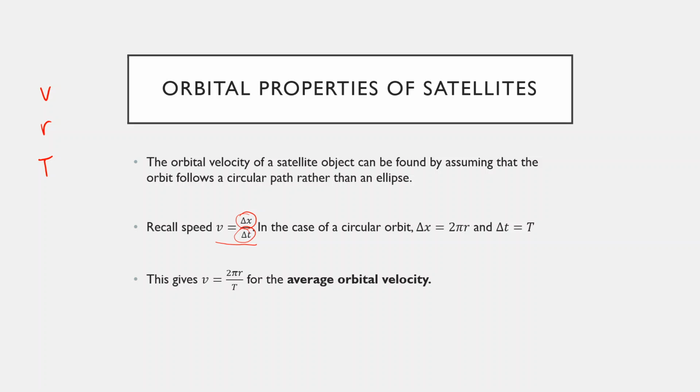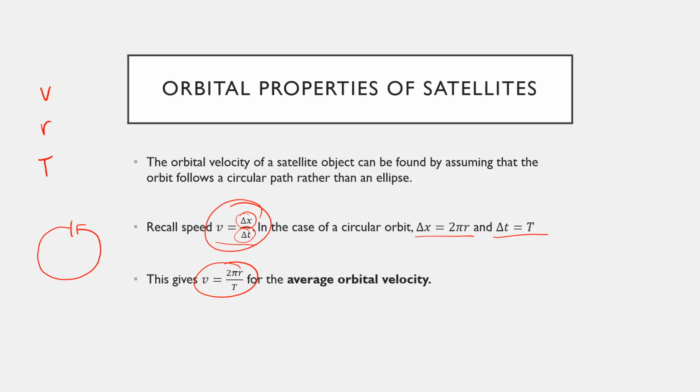If we're talking about circular orbits, let's say that you orbit something once. You start here, go around, and end up back where you started. How far have you gone? You've just traveled the circumference of this circle, which is 2 pi r. The time it took you to do that is one orbit, which we call the orbital period. So the time taken is just the orbital period. If you use this definition of speed, replacing delta x and delta t with what we just stated, you end up with this. That's your average orbital velocity.